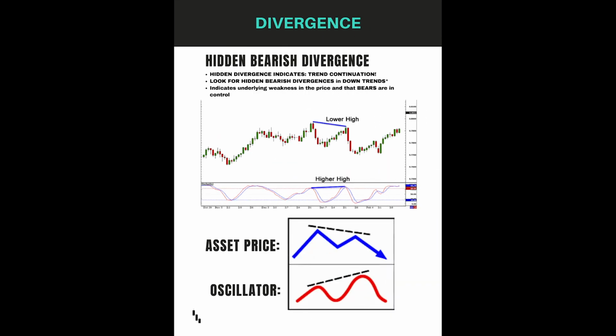Okay, here's an example of hidden bearish divergence. Now, hidden bearish divergence does indicate trend continuation. So you're looking for hidden bearish divergences in downtrends. This indicates underlying weakness in the price and the bears are in control. So you see higher highs in the oscillator and lower highs in price action.